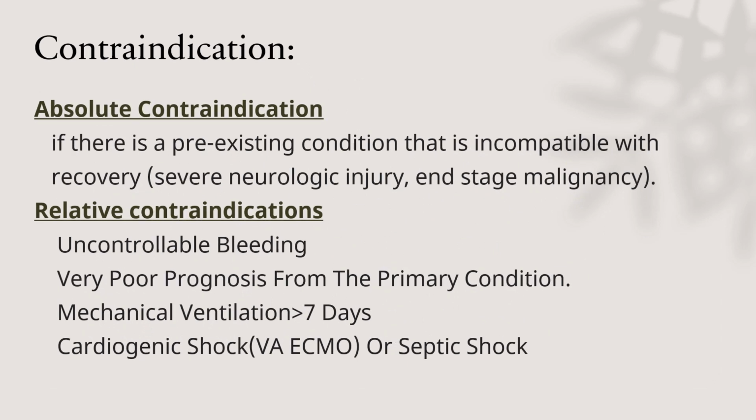What are the contraindications for ECMO? Absolute contraindications are a pre-existing condition that is incompatible with recovery, severe neurological injury, and end-stage malignancy. The relative contraindications are uncontrolled bleeding, very poor prognosis from the primary condition, mechanical ventilation for more than 7 days, cardiogenic shock, where we should go for VA ECMO, or septic shock with multi-organ dysfunction.